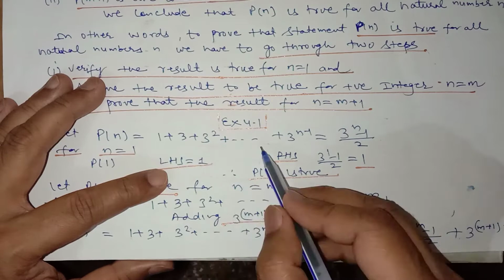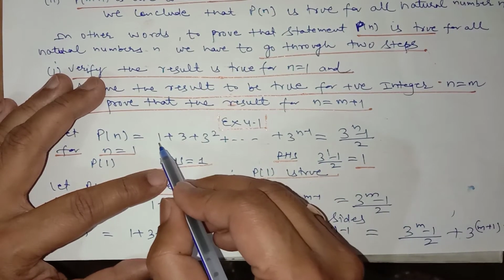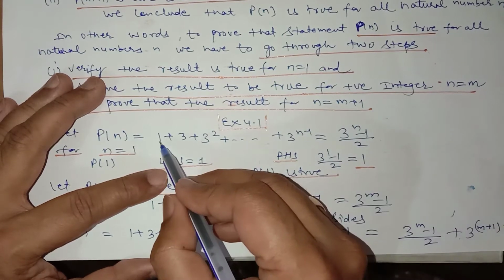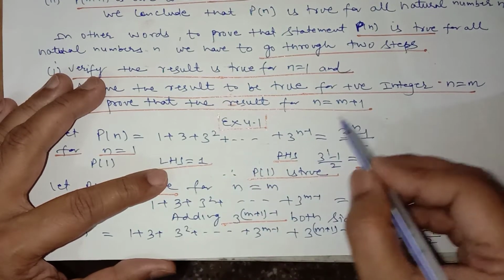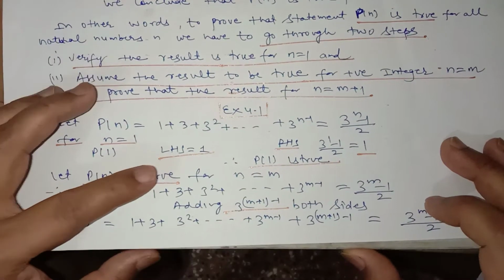It means this formula or statement is true for the first natural number. The sum of one term on the left hand side is 1, and it is coming out to be 1 on the right hand side also. It means this statement is true for n is equal to 1.